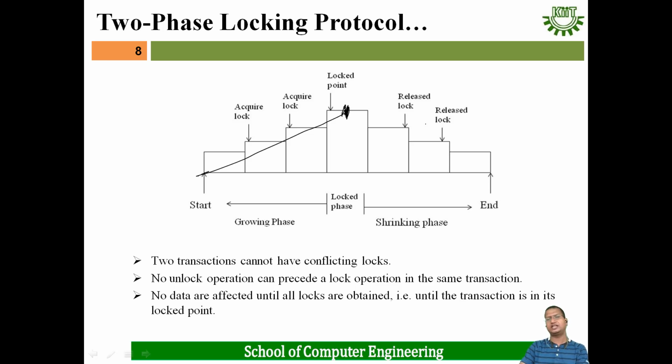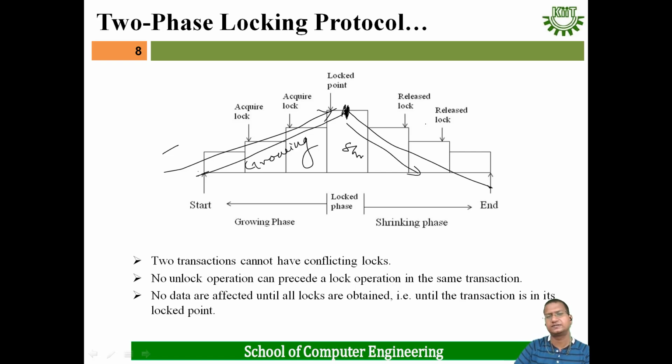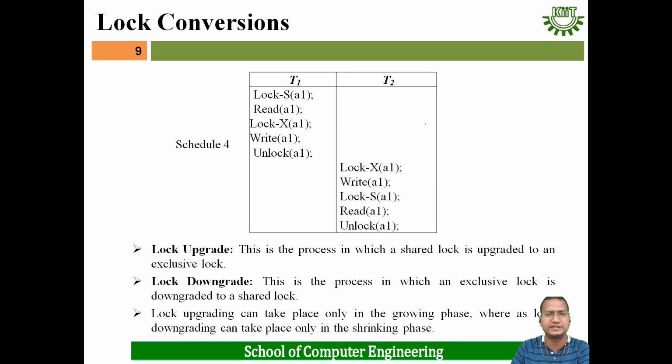After the final lock is reached, it will unlock each and every lock till the end of the transaction. This phase is known as the growing phase, and this phase is known as the shrinking phase. Now we'll see one example.